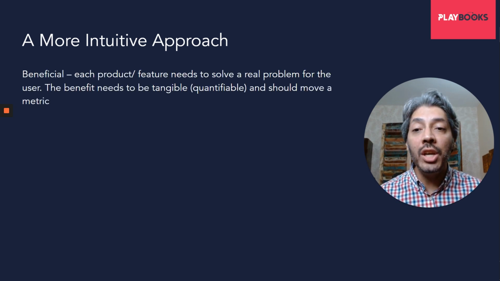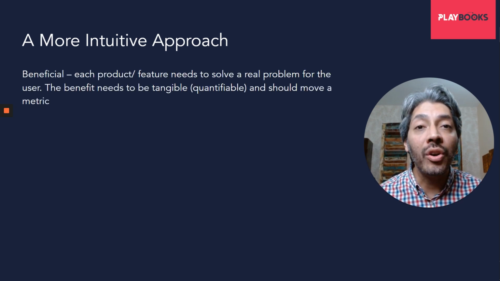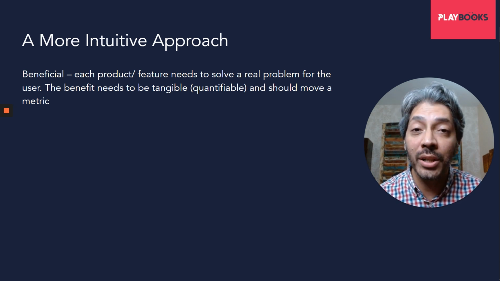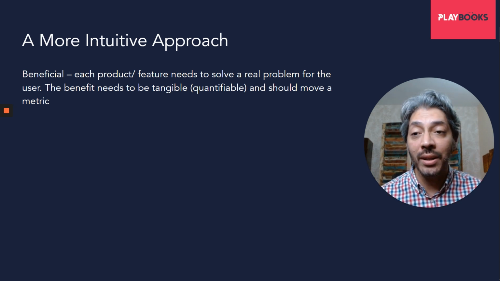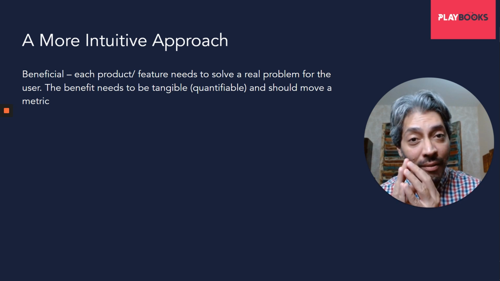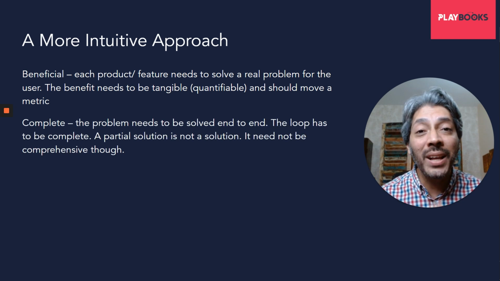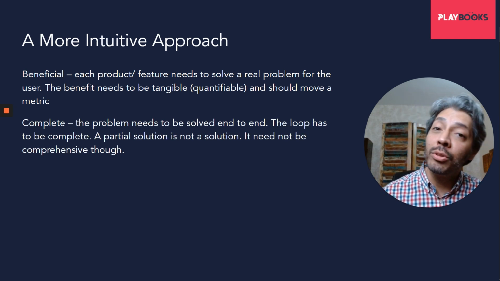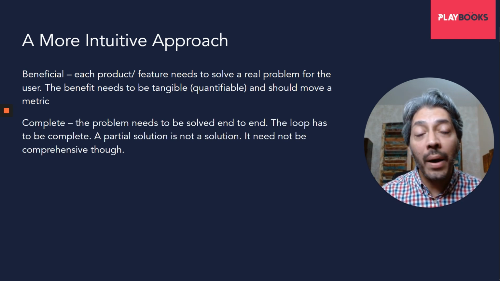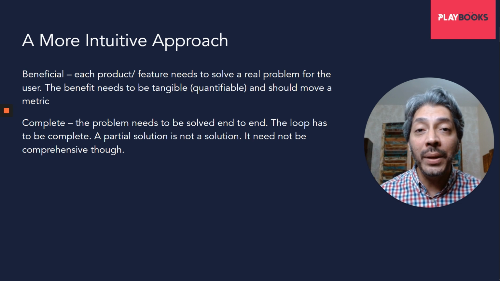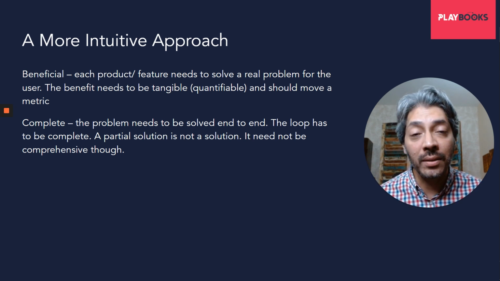Beneficial. So each product feature needs to solve a real problem for the user. The benefit needs to be tangible, quantifiable, and should really move a metric. So beneficial. First and foremost, your product has to be beneficial. Second, it has to be complete. The problem needs to be solved end to end. A partial solution is not a solution. It need not be comprehensive though, and this is a mistake which people make. Complete and comprehensive are two very different things, right?